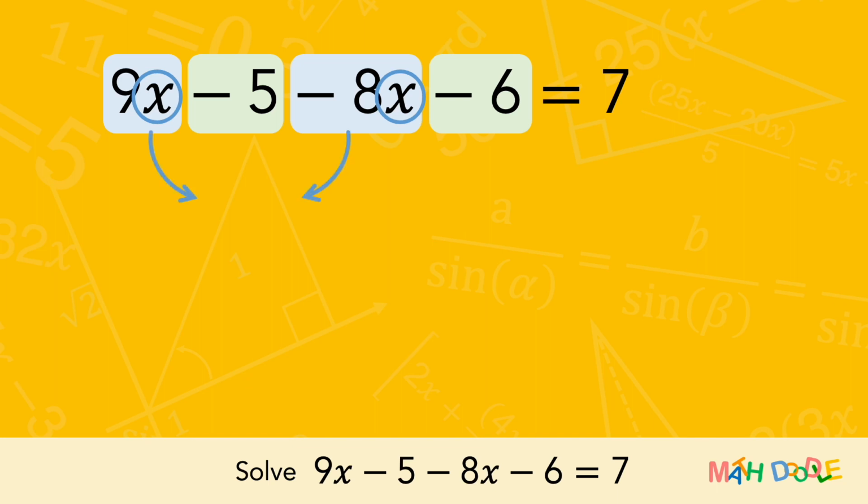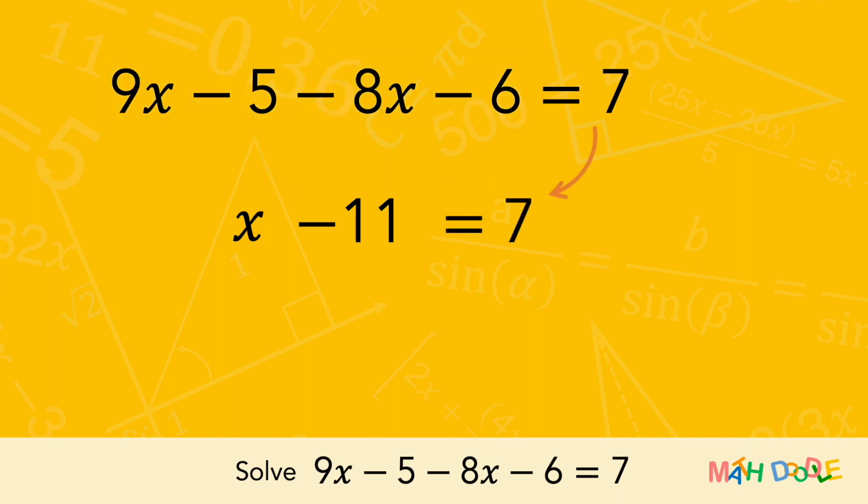9x minus 8x is 1x, or simply x. Then, minus 5 minus 6 is minus 11. And 7 on the right side of the equation stays the same for now. So, we now have a new equation. X minus 11 equals 7.